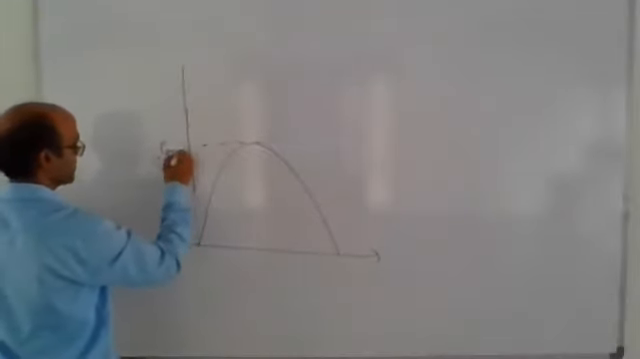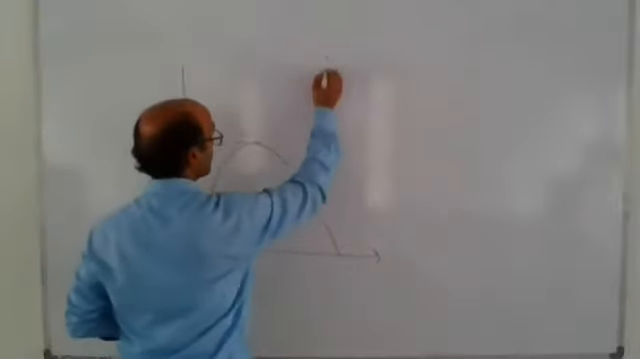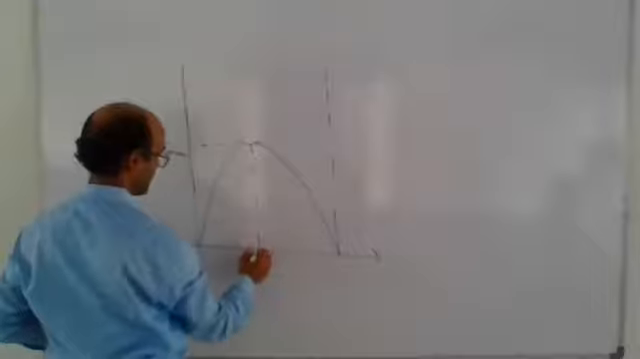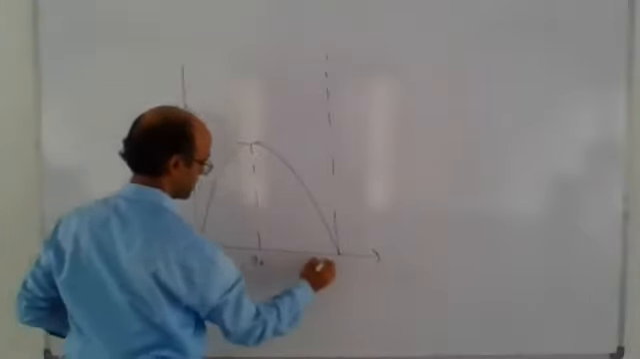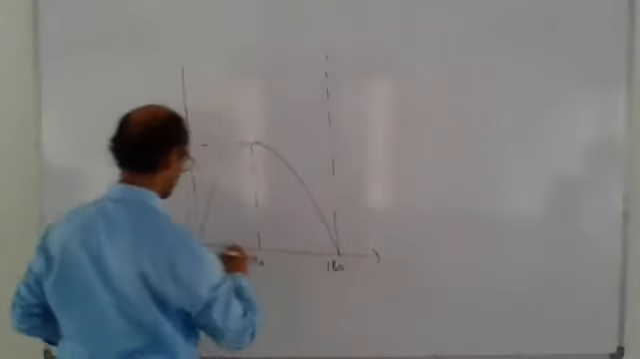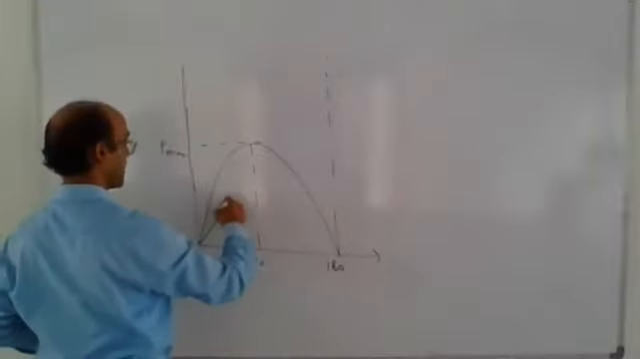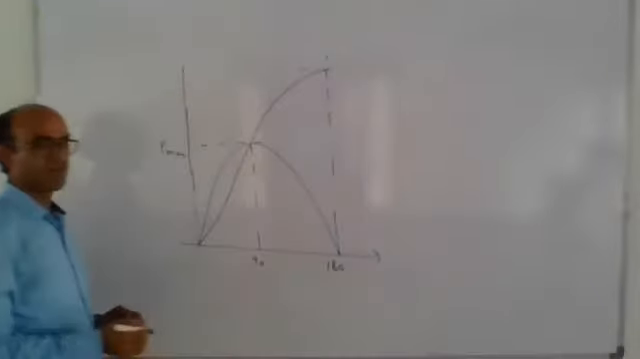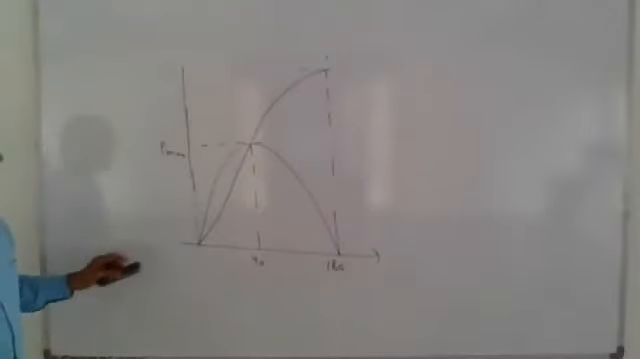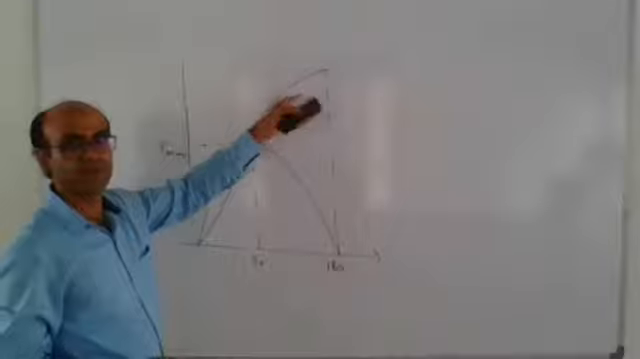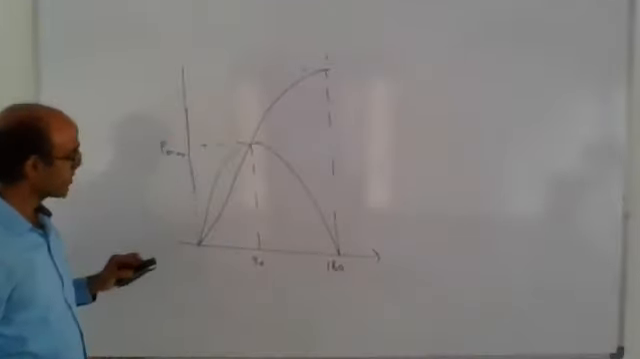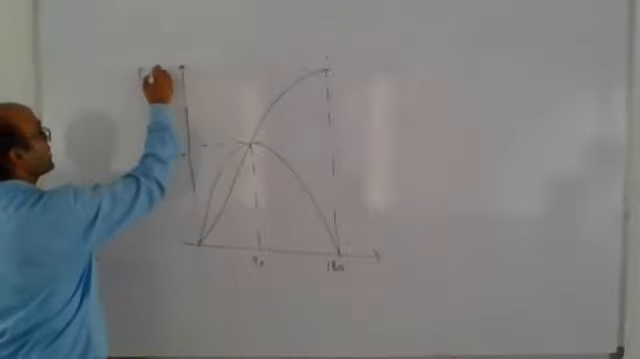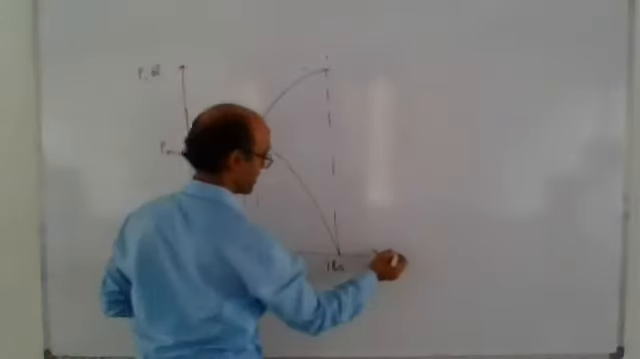P maximum, and we have also shown reactive power, right? This is 90 degree, this is 180 degree. Our reactive power will look like that. So reactive power is maximum here. So this we have seen, P and Q versus delta.